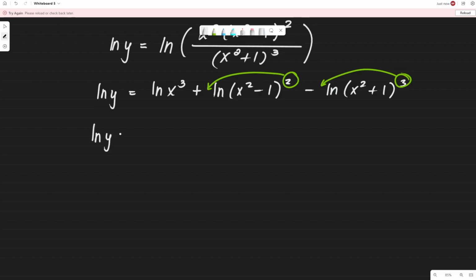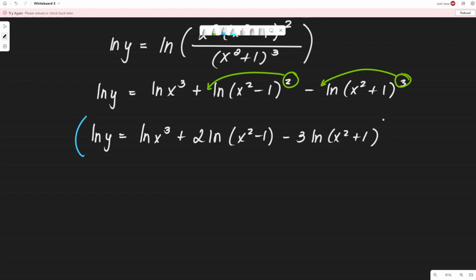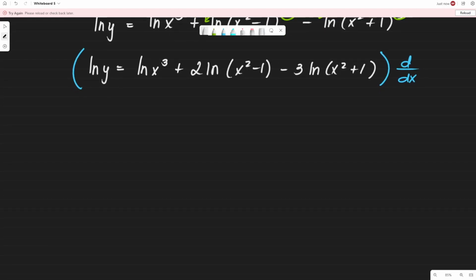Diba? So, we'll have ln y is equal to ln x cubed plus 2 ln of x squared minus 1 minus 3 ln of x squared plus 1. Diba? Mas simple. Then, let's get the derivative. Tsaka tayo mag-a-apply ng derivative ngayon. So, we'll have y prime over y is equal to, what is the derivative of x cubed? Diba? That is 3x squared over x cubed.